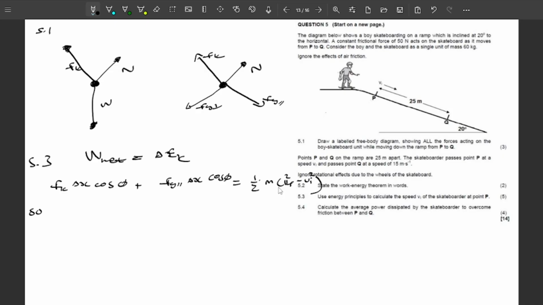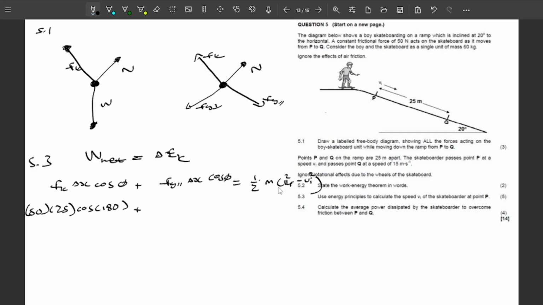So I'm going to say 50 multiplied by the 25, sorry, 25, and the cos. Now the cos is just for direction purposes. Fk acts in which direction? The opposite direction, right? So yeah. Now from there on, I can say plus the Fg parallel.